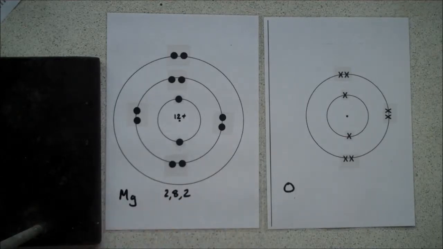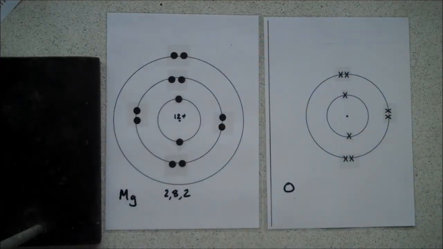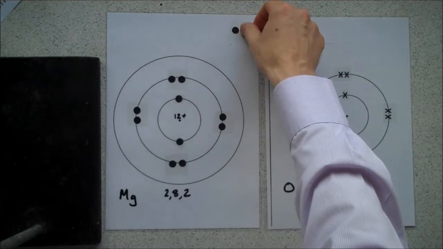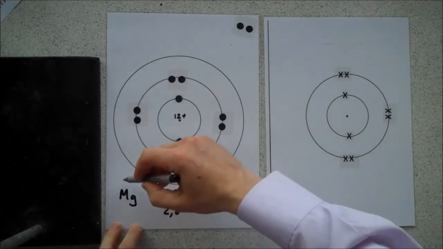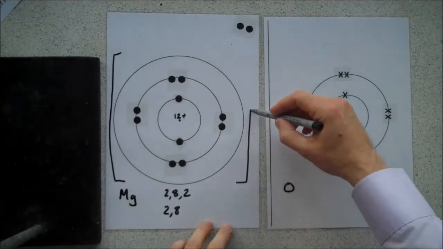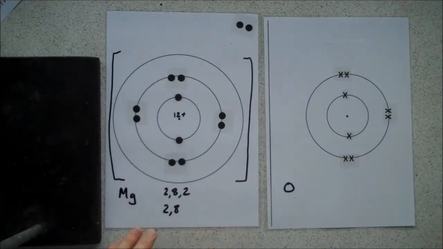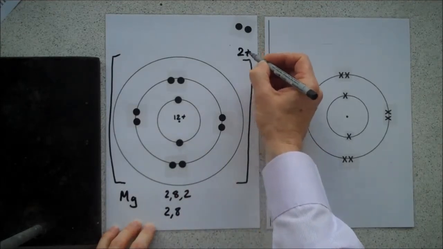So when magnesium reacts, it wants to lose both of its 2 outer electrons. So it's going to lose them. That will mean its electron arrangement is now 2,8, same as the noble gas neon. Because it's lost 2 electrons, it's now got only 10 electrons, it's still got 12 protons, remember the middle doesn't change, so it's got a charge of 2 plus.